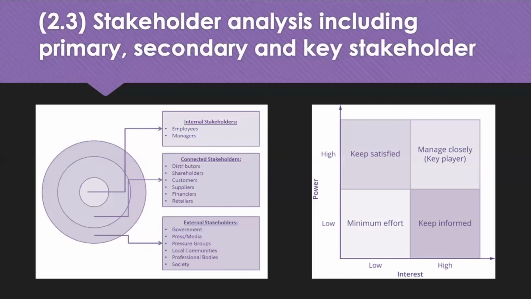High power, low interest, the stakeholder has just enough time and effort invested in them to keep them satisfied. They're likely to be the ones that have got some power, maybe a shareholder or something. And low power, high interest, they need to be kept adequately informed. So obviously you need to create a communication plan because you may very well have different communication strategies for these different groups.